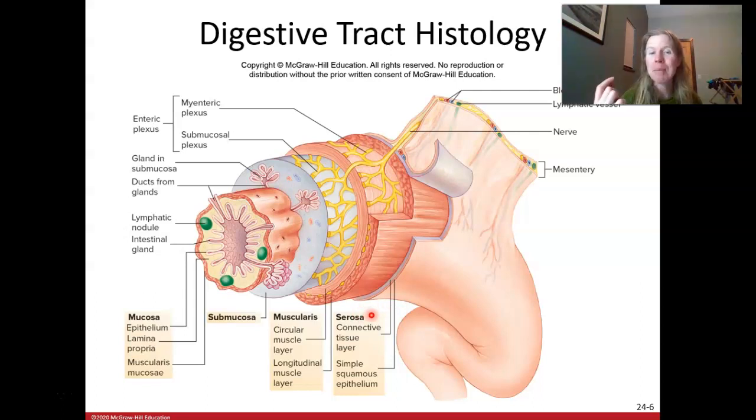Okay, and then our final layer is the serosa. This is the same as saying visceral peritoneum, right? So in fact, here they're showing that mesentery when we have multiple layers going on there, right? But what we're looking at here is the connective tissue and a thin simple squamous epithelium, visceral peritoneum or serosa, right?